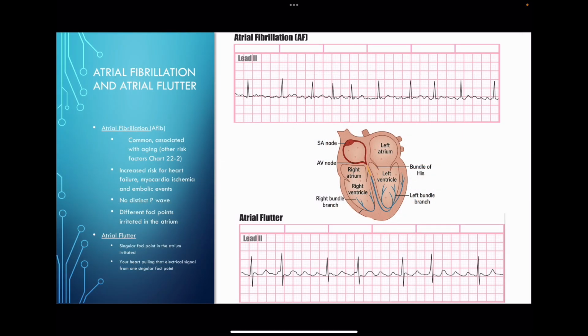All right. So let's look at AFib and A-flutter. If you're looking at AFib, you can see that there is no distinct P wave in your rhythm. You've kind of got these just little squiggly lines.